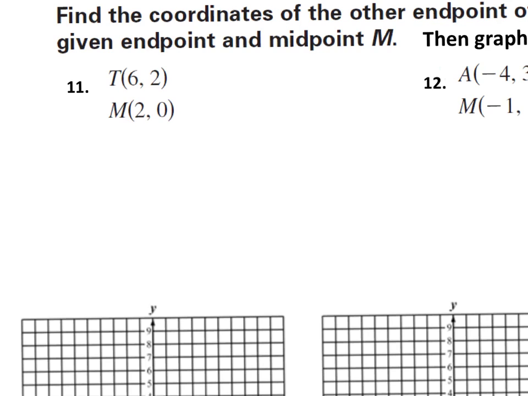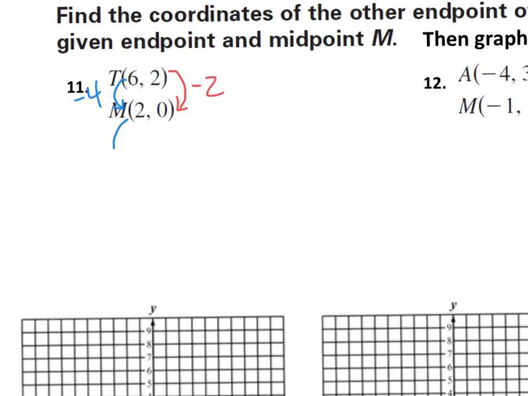So what we want to do is this. Take a look at what we had to do to get from one x value to the other. To get from 6 to 2, we subtracted 4. Now let's take a look at what we had to do to get from one y value to the other. To get from 2 to 0, we subtracted 2. Now we want to do those same things to our midpoint to end up with our other endpoint.